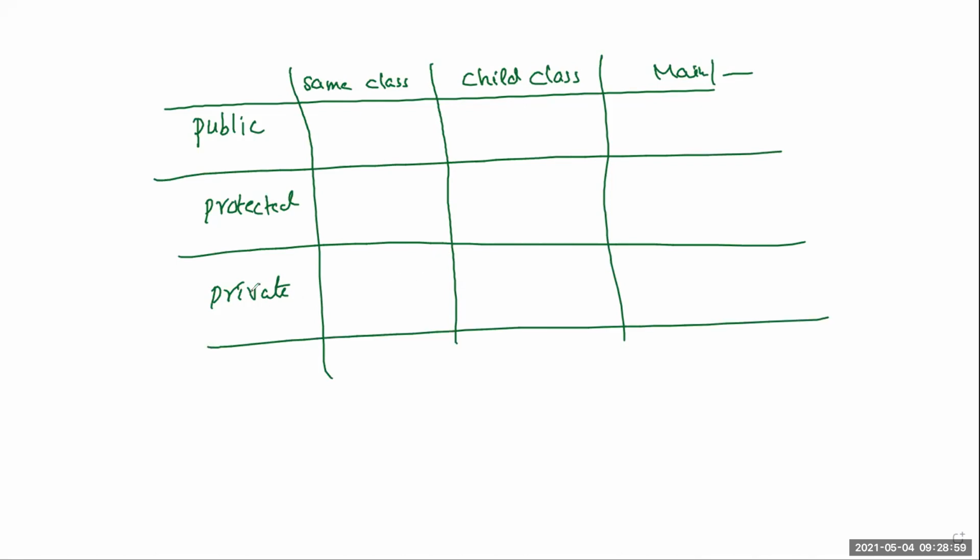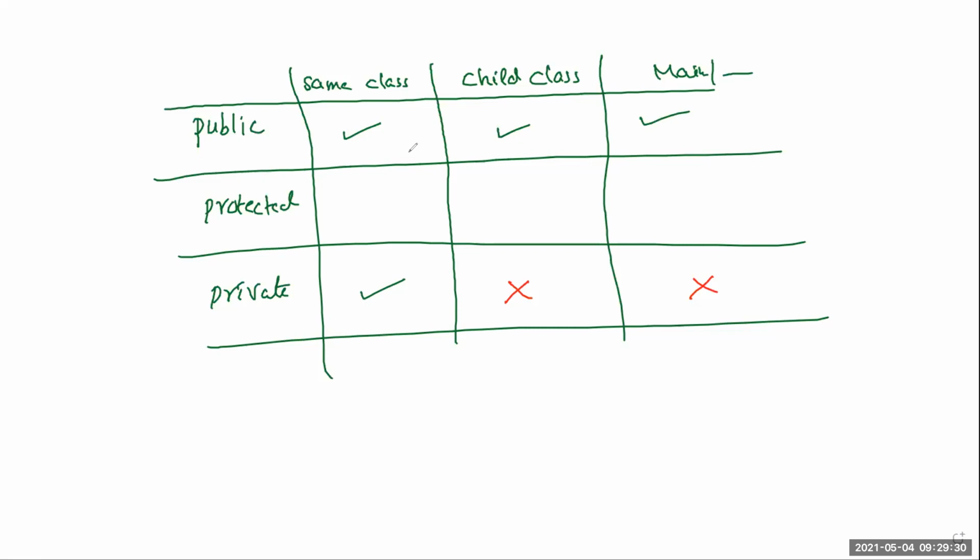Okay, first we talk of private. Private can be accessed from the same class, we already know. But private cannot be accessed from the child class or from the main. Then we go to the public. If something is public, same class can access it, child class can access it, and main can also access it. We have been doing this. We create objects in the main, and using dot we access something which is public.